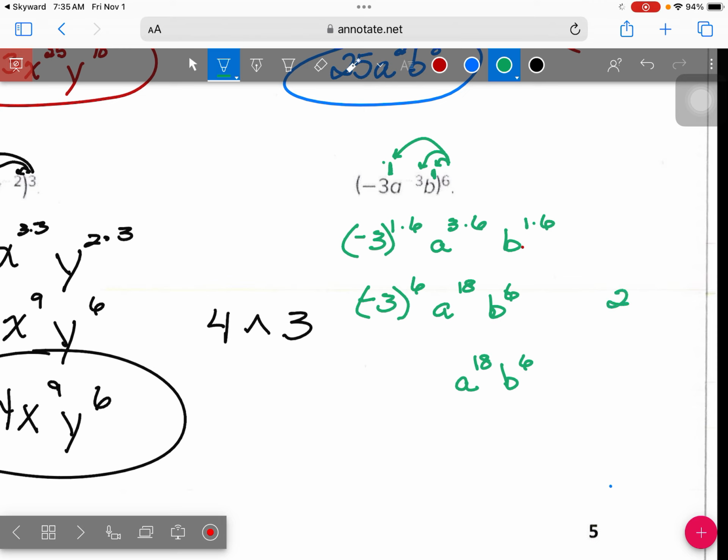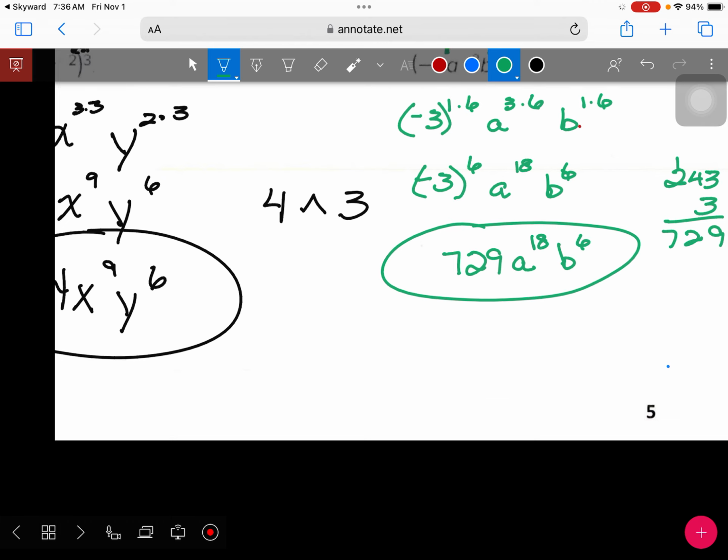Should be what? 243 times 3? Anybody get 729? Okay. 729, a to the 18th power, b to the 6th. Any questions on the multiplication? All right, let's turn the page.